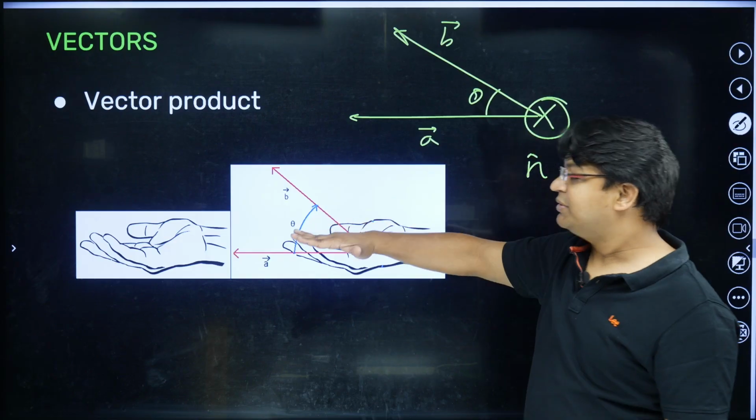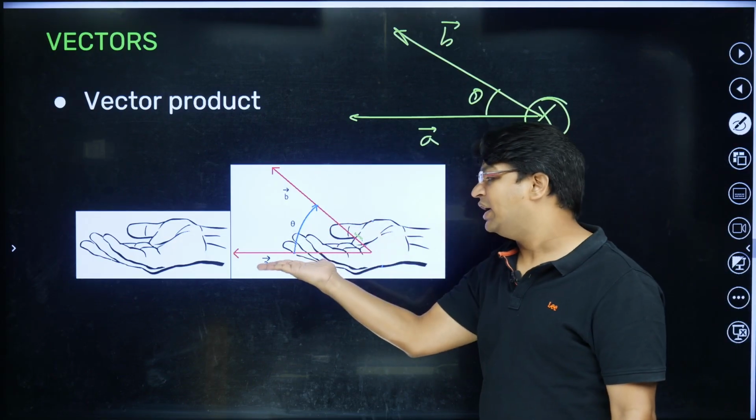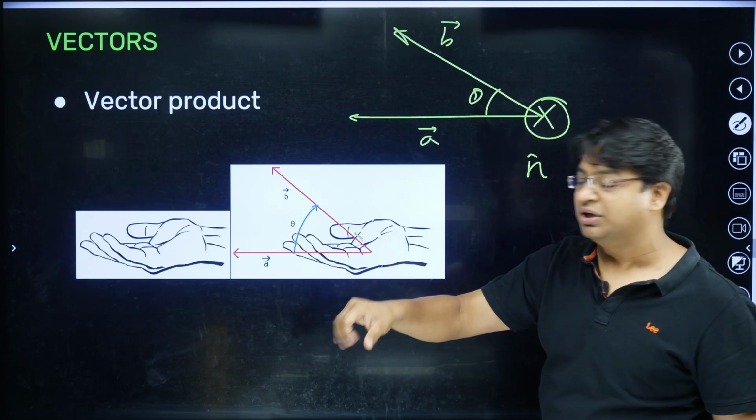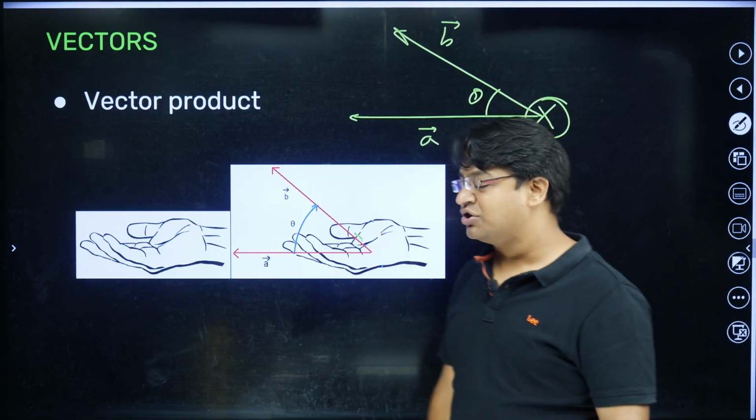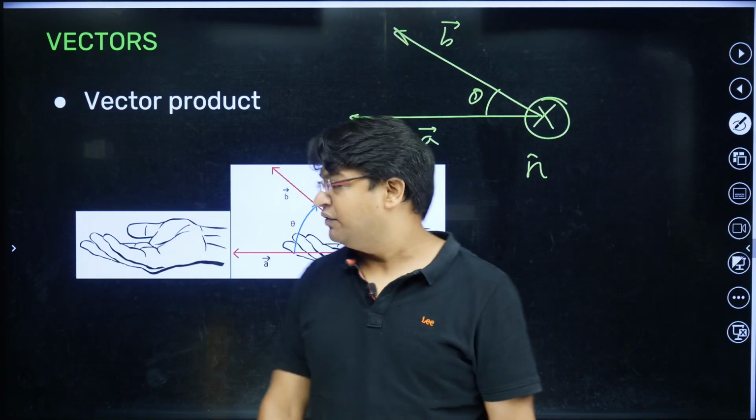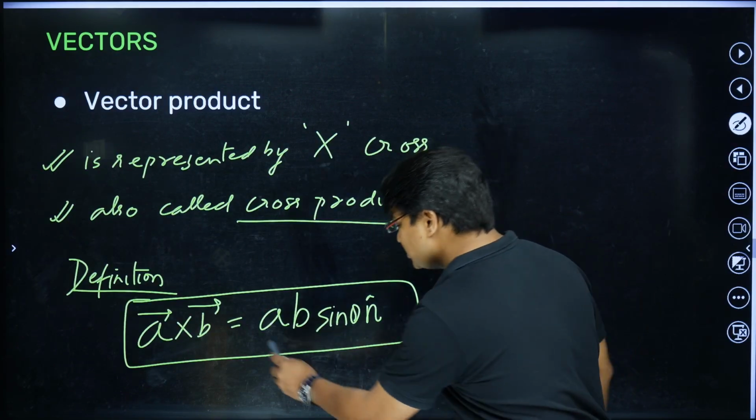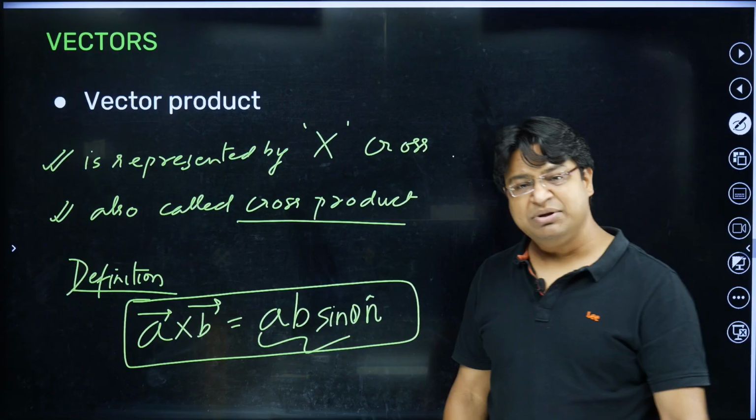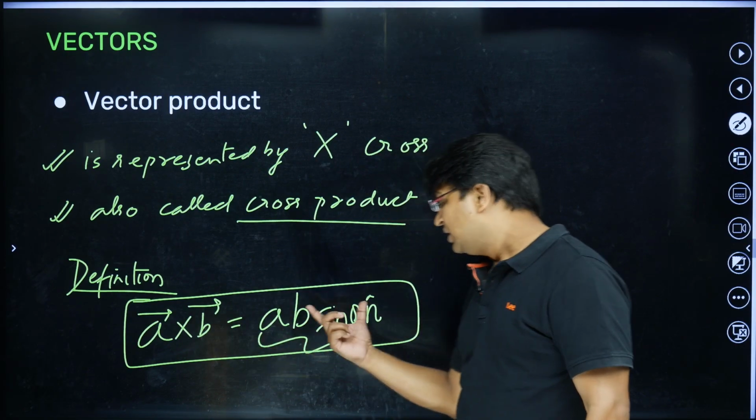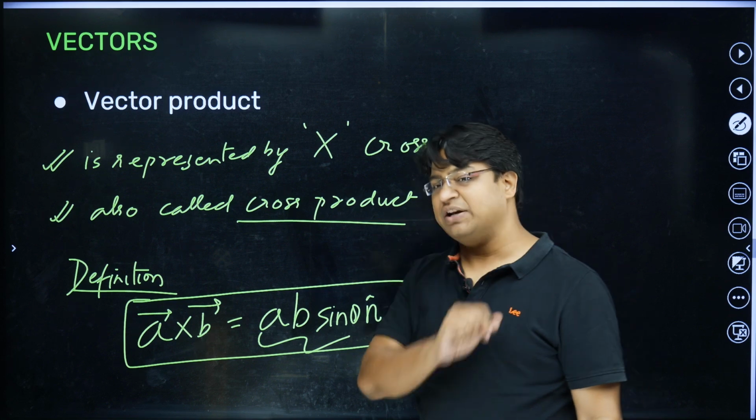When I'm doing that, my thumb is pointing outward. When I calculate A cross B, my thumb is pointing inward. When I'm calculating B cross A, my thumb is pointing outward. So the directions are opposite. A cross B and B cross A are opposite to each other in direction. They would be the same in magnitude though, because magnitude is AB sin theta. That remains the same whether we calculate A cross B or B cross A. The magnitude remains the same, but the direction of n cap changes.